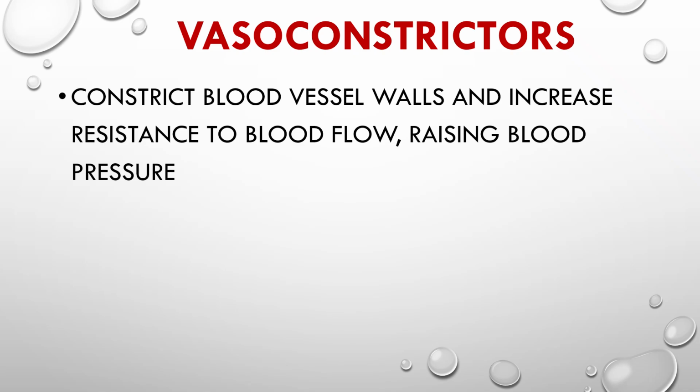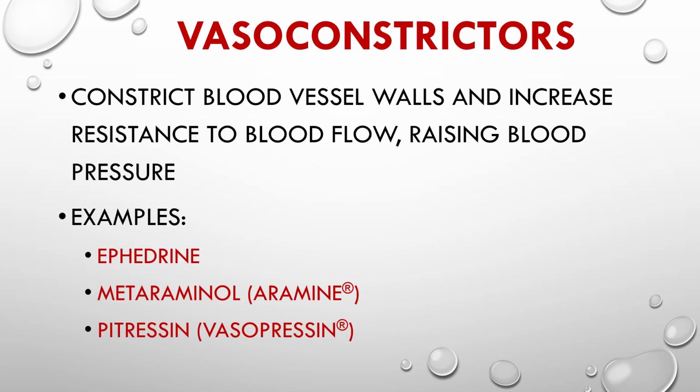And then our very last one are the vasoconstrictors. They have the opposite effect. They constrict the blood vessels in the wall to increase resistance and increase blood pressure. So ephedrine, metaraminol, and Pitressin are three examples of those. So trying to increase blood pressure rather than decreasing it. And that finally brings us to the end of chapter 10 and all of the drugs mentioned here that are commonly used for surgery.